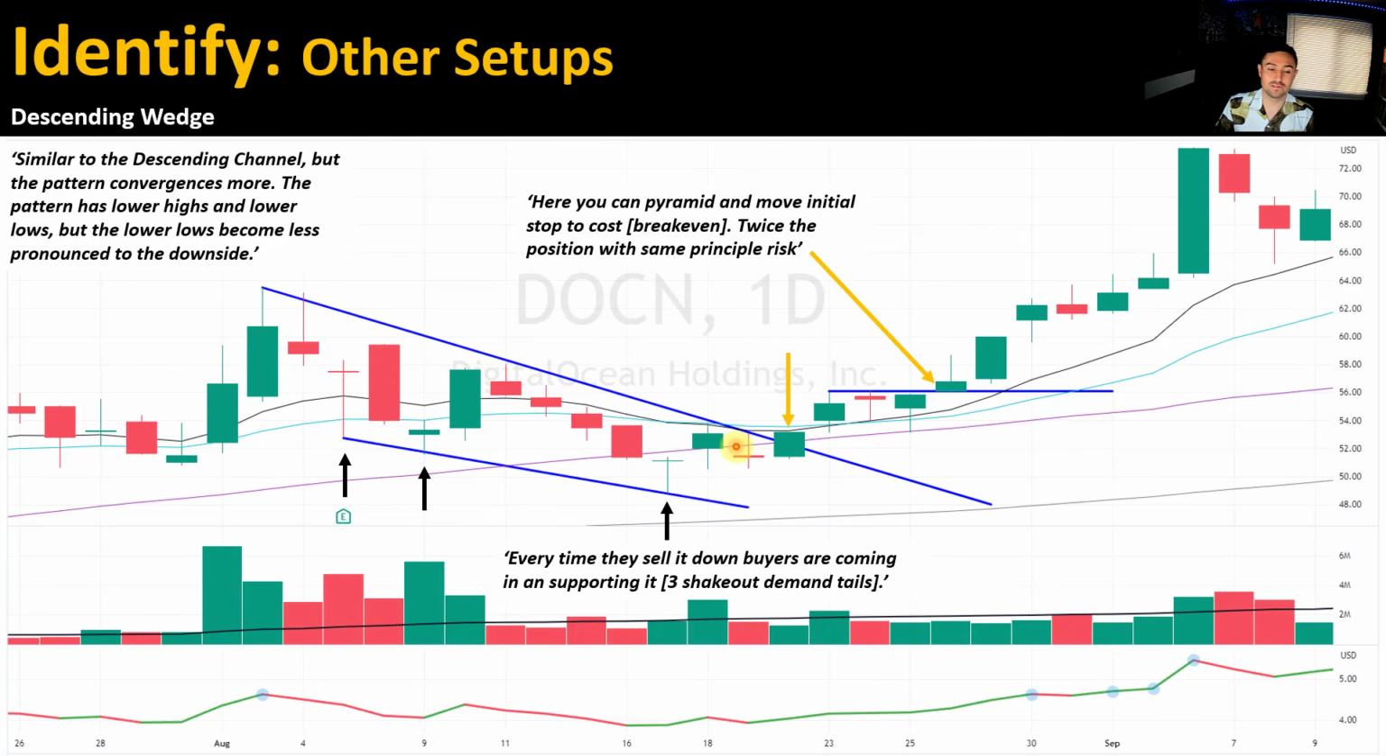And the two things large operators require above everything else is perceived value and liquidity. Okay, they're the ones that create the lower highs within the base. So be on the lookout for these shakeout demand tails where price is going down in the session, then being bought up. You could also get a gap down reversal bar.